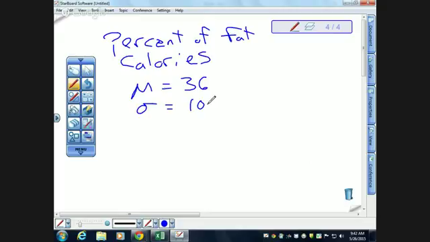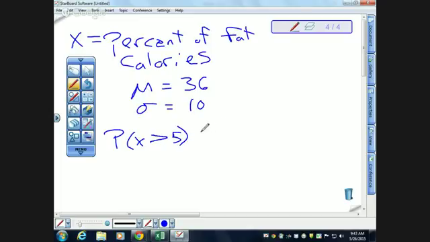And the first problem we're asked is for an individual, what's the probability that the percent of fat calories consumed is more than 5? So if my random variable is x, percent of fat calories consumed, then for part A, I want to know what's the probability that x is greater than 5. Does it matter if I put an equal to here? Because it's normal, no. With a binomial, it totally matters. Huge difference. With normal, it doesn't matter.